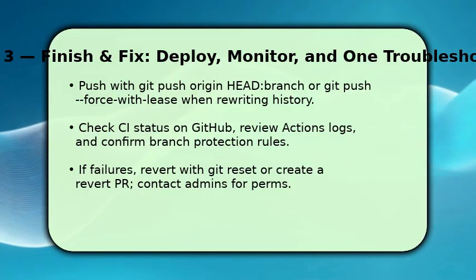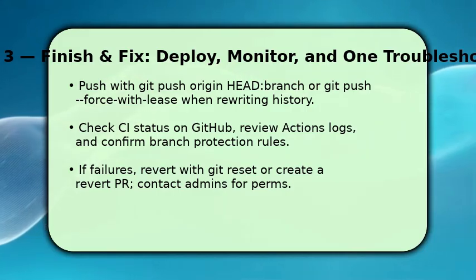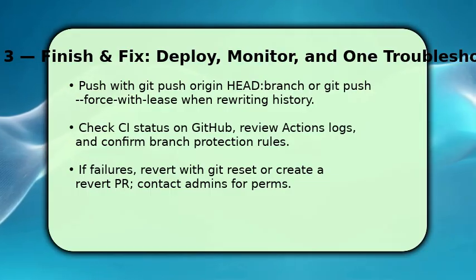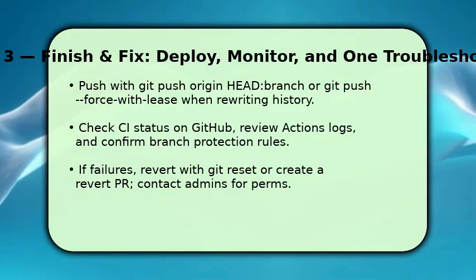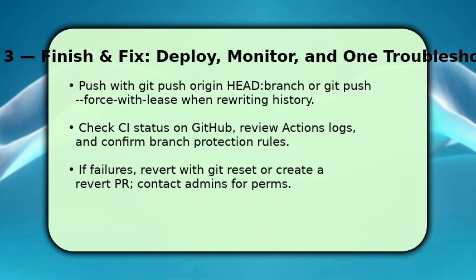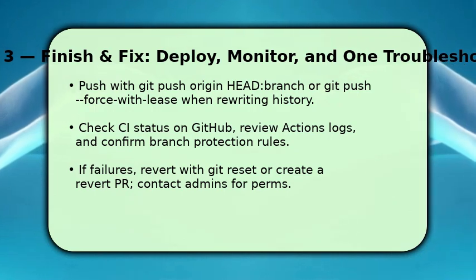Branch protection can block merges, so review rules. If a pipeline fails or permissions block you, create a revert PR or use git reset locally and coordinate with admins. One tip: if a push is rejected, compare refs with git fetch and git log origin/branch..HEAD.